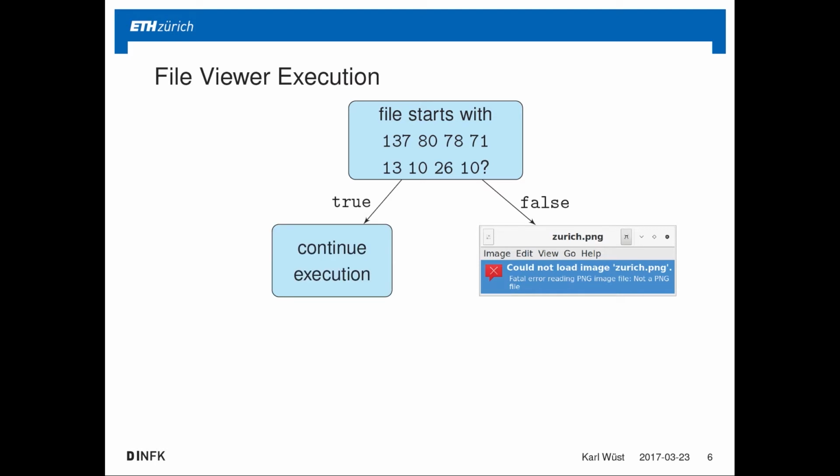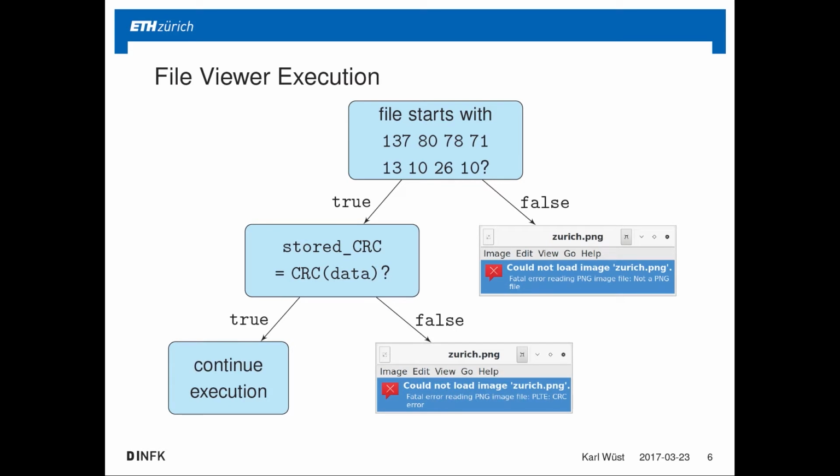And then at a later point in time, we might have another check that checks whether the CRC checksum that is stored in the file is actually equal to the CRC checksum that we compute from the data of the file. And there again, if this check succeeds, we continue the execution, otherwise we'll produce an error, this time telling us that the CRC check failed.